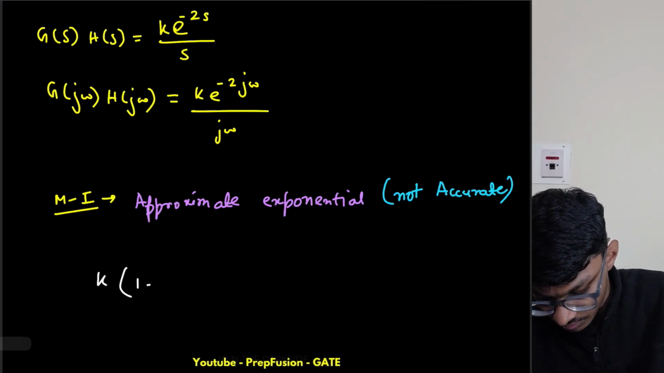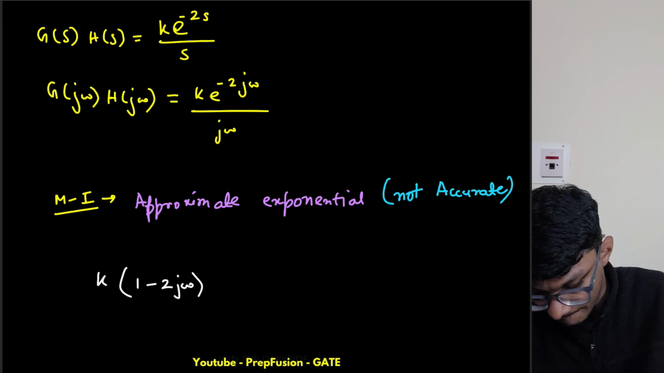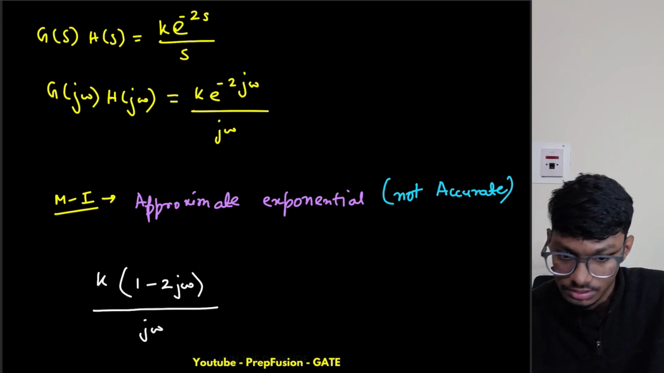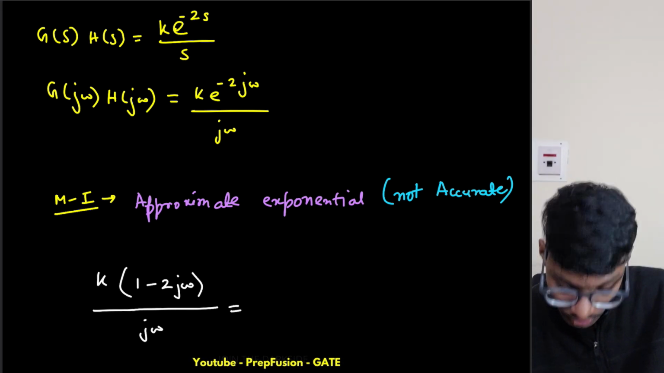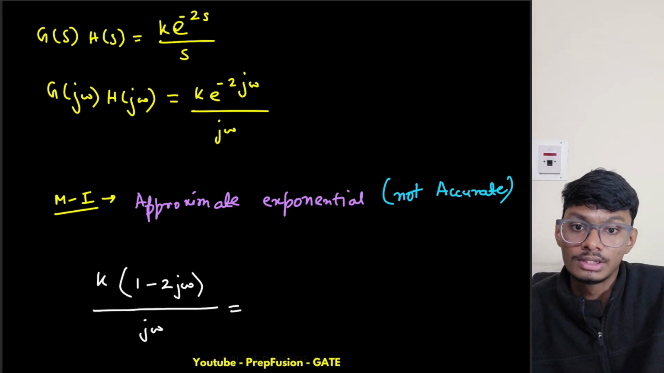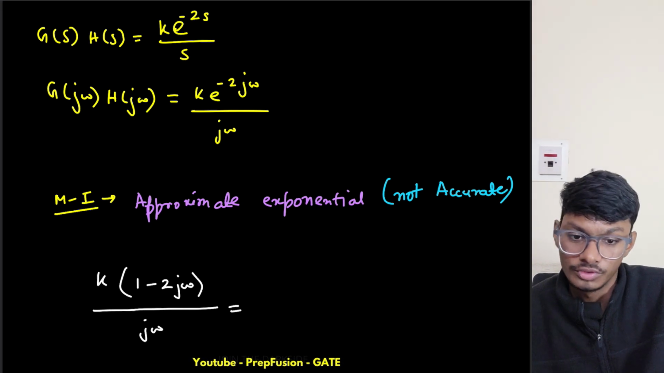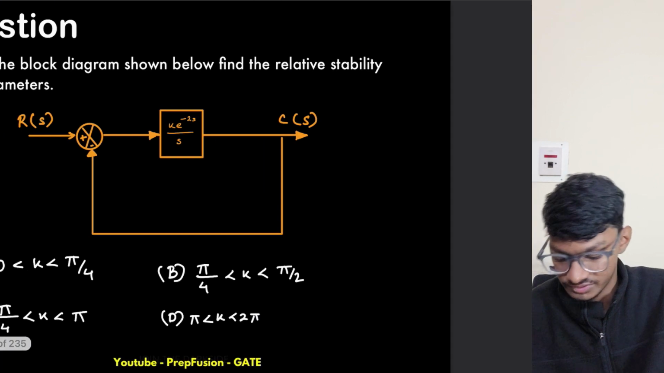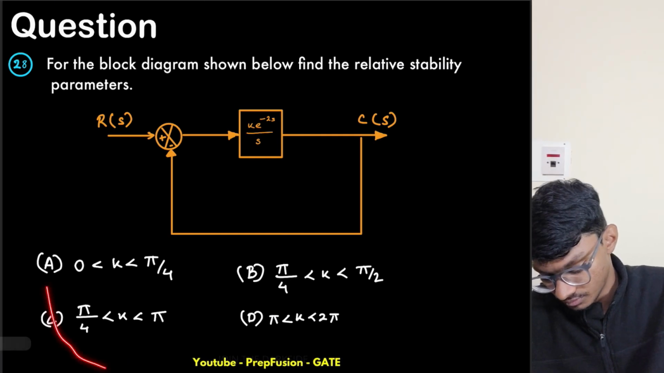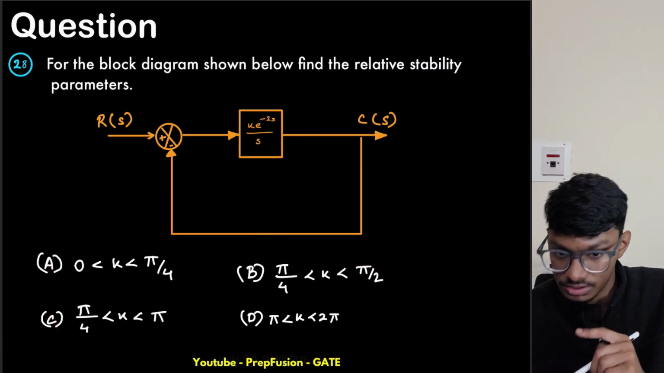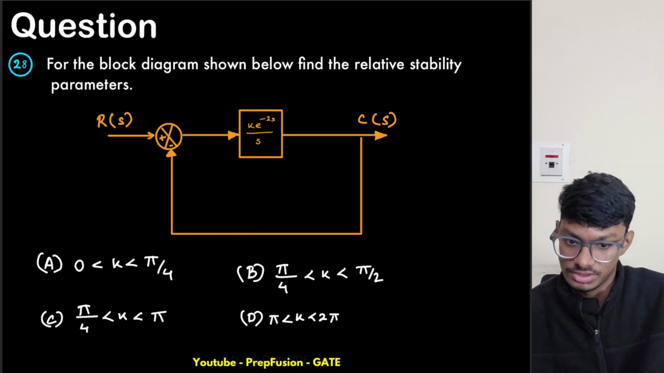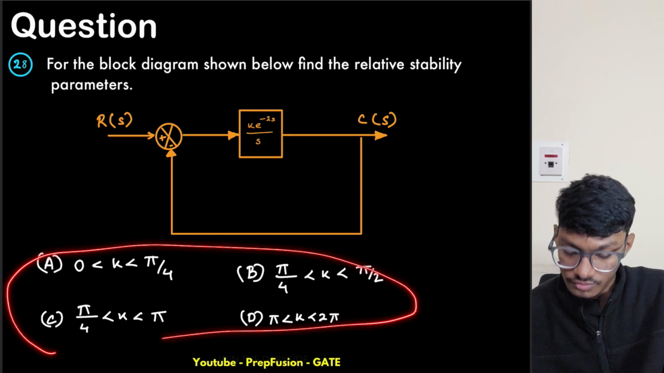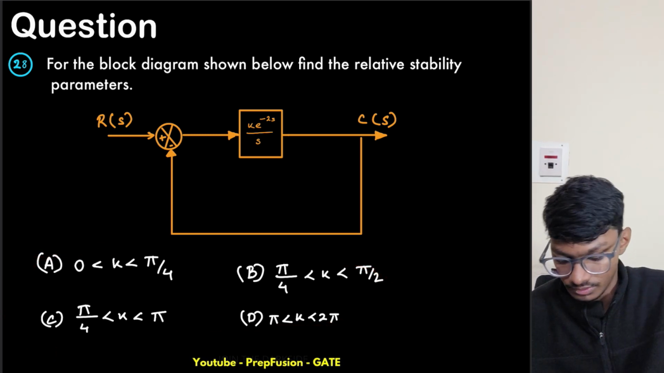So I will just simply put 1 minus 2 j omega here, and this is still j omega, right? So what we can do, we can simply apply the Routh-Hurwitz criteria. We don't need to go to the polar part. We can simply find the Routh-Hurwitz criteria for this to find the stability, without going into the relative stability parameters. Like with the relative stability parameters, you can also comment on the range of k that I will show you just now.